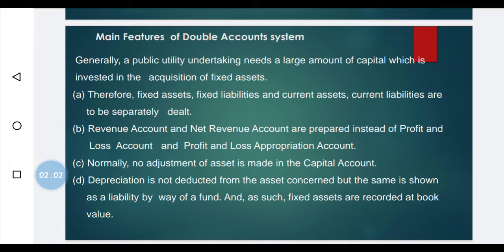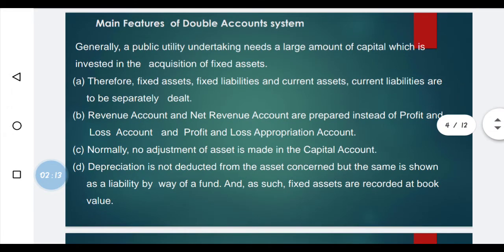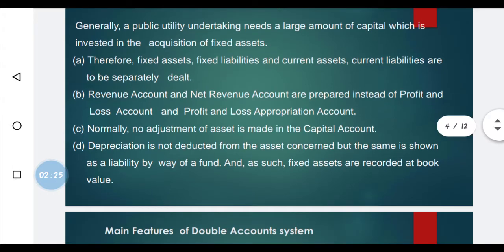Normally in the balance sheet, we deduct depreciation from the concerned asset and show it in the balance sheet. But in double account system, we should not deduct the depreciation from the concerned asset, but it should be shown in the liability side as a fund. So fixed assets are recorded at their book value only, not deducted. Depreciation is not deducted.